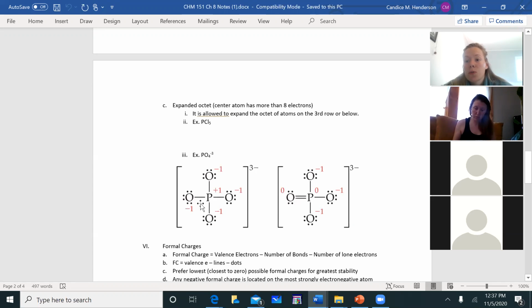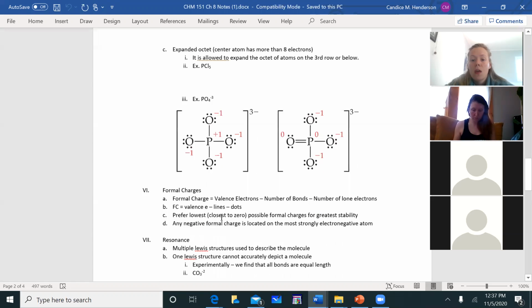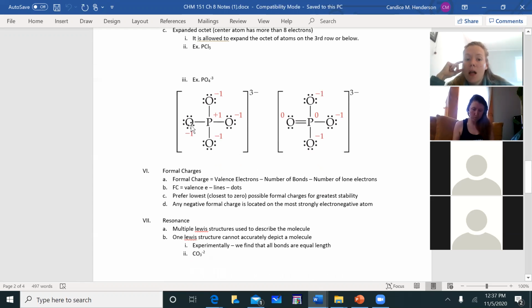In order to determine which one of these is more stable, we need to talk about formal charge. Each of the atoms within a molecule is going to get a formal charge. You can think of formal charge as the distribution of electrons, or how much negative or positive charge is sitting around that atom. This is the formula for formal charge. You take whatever atom you're looking at. Each atom has its own formal charge. It's not one for the molecule, it's one for each atom within the molecule.